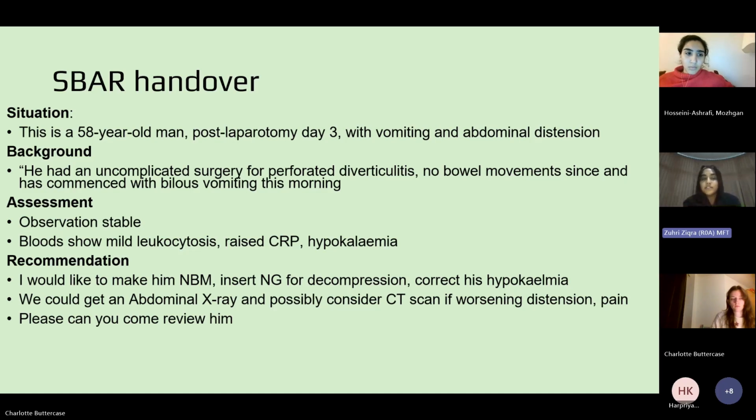Assessment-wise, you've assessed his observations, he's stable. You've examined him. Tell me what the bloods show, and then you tell me the recommendations. Maybe you want the senior to come review them. But make sure you tell the senior what your management plan is.